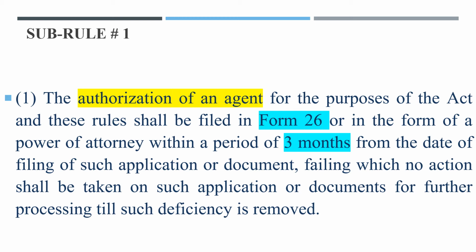That means if there is a criteria, you have to anyhow fulfill it. Fine. So it is given here that the authorization of an agent for the purpose of this act and the rules shall be filed via form number 26 or in the form of a power of attorney within a period of 3 months from the date of filing of such application or document. And if it is failed, then no action shall be taken on such application or documents for further processing till such deficiency is removed. That means this deficiency should be removed, and then all the processings will take place.